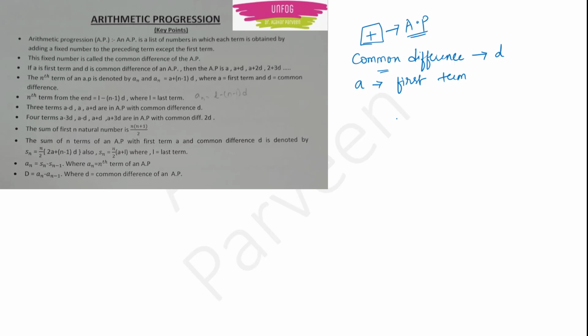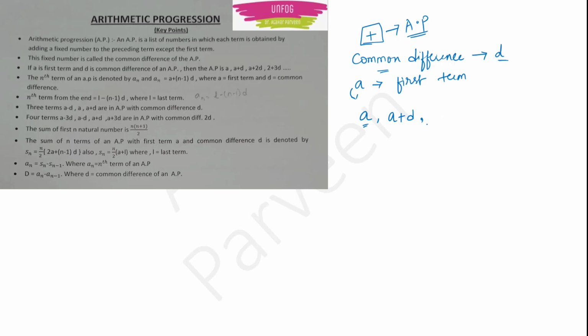Now, if I write an arithmetic progression, then how do I write? First term will be A. I told you that it is first term, right? Then next term, I told you that arithmetic progression is you will add that fixed term to the previous term, right? That fixed term is D and the previous term is A. So next term should be D added to the previous term, A plus D.